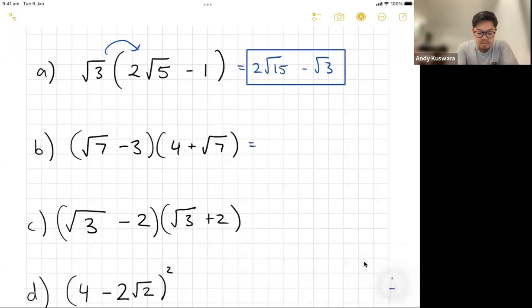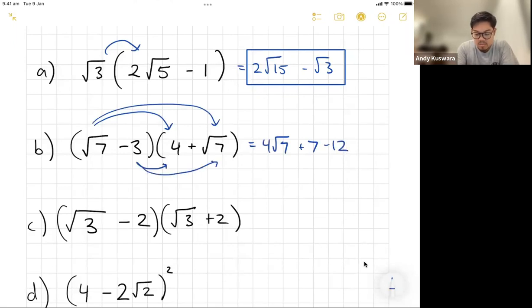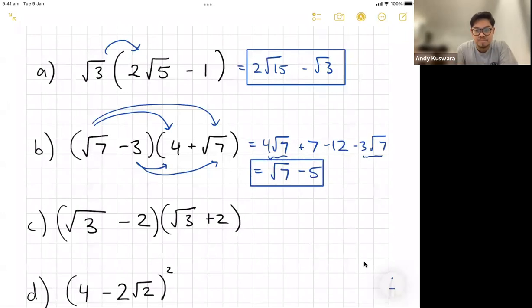Now this one here, root 7 times 4 is 4 root 7. Root 7 times root 7 is 7. Minus 3 times 4 is minus 12. And minus 3 times root 7 is minus 3 roots 7. So collecting like terms here, I've got 4 root 7 minus 3 root 7, so that just becomes root 7. And then I've got plus 7 minus 12, that would be minus 5. There's my simplified answer there.